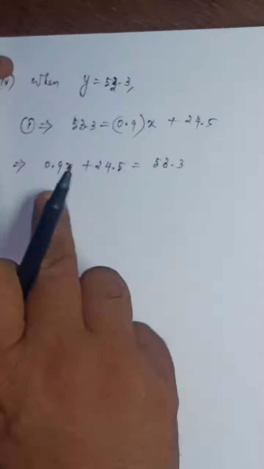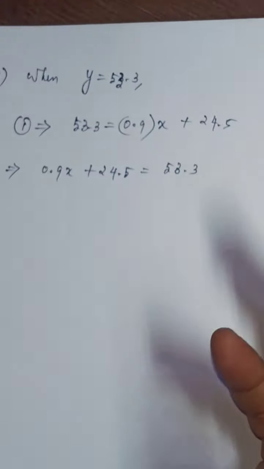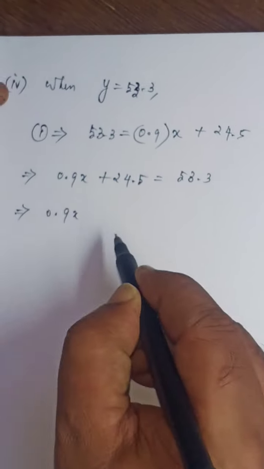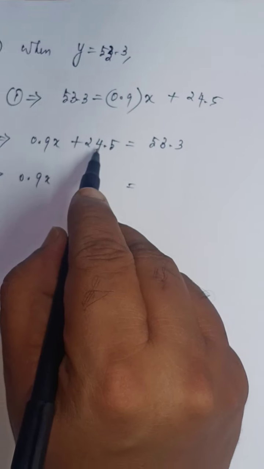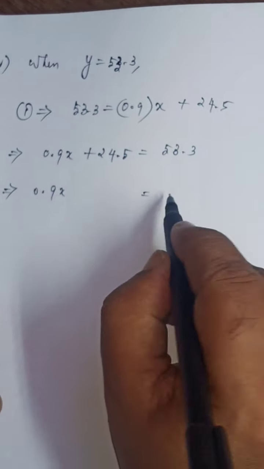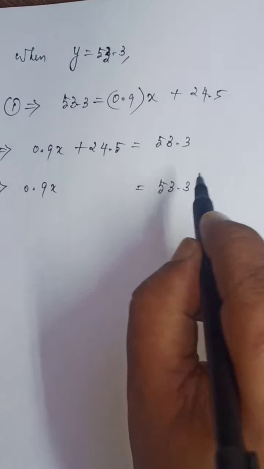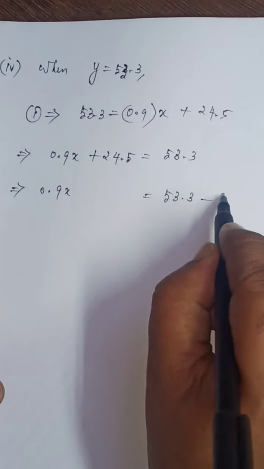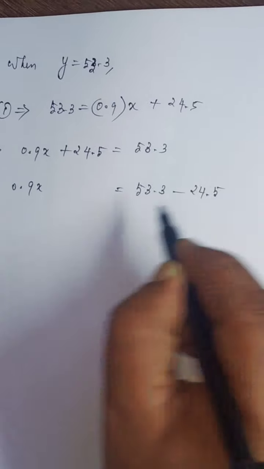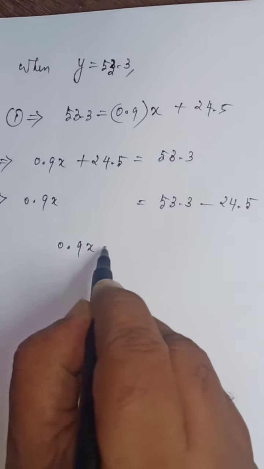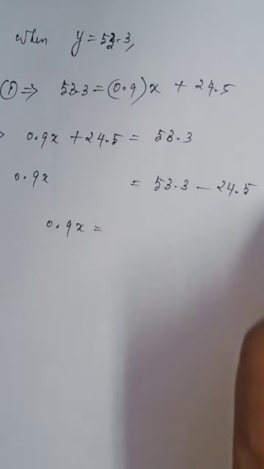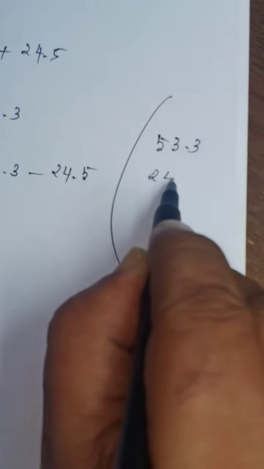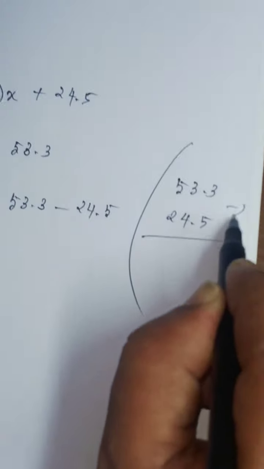I have written RHS and LHS and LHS and RHS. No change of signs. I am retaining 0.9x in the left hand side. Here no x at all, so it can be taken to the right hand side. It's 53.3, right as it is. This plus 24.5, when it comes to the right hand side of the equal sign, you have to write minus 24.5. So 0.9x equals, you have to subtract. I do the calculation here. 53.3, 24.5, you have to subtract.